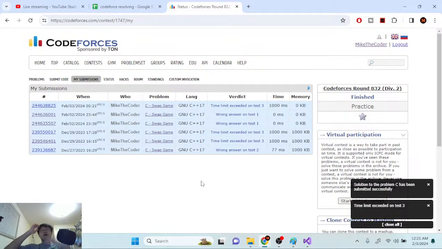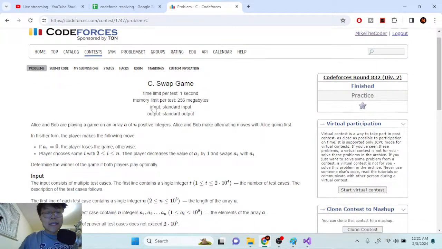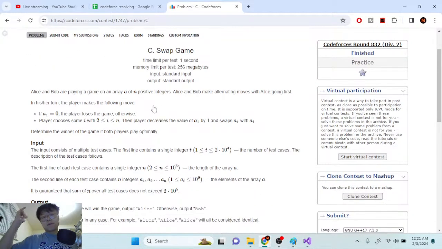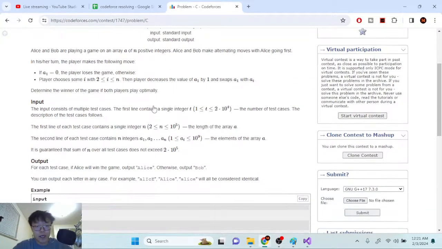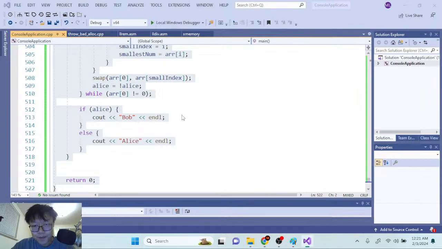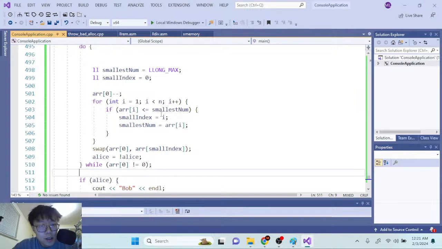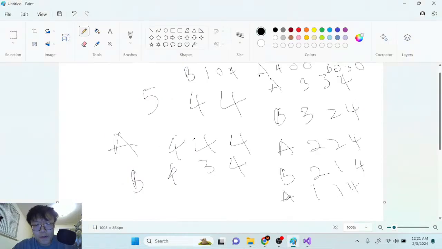Okay, we got TLE. Okay, so that's good. That means our code worked in the previous value ones. So the idea of picking the smallest number, subtracting from it, and swapping makes logical sense. Now we have to figure out a faster way to do this.